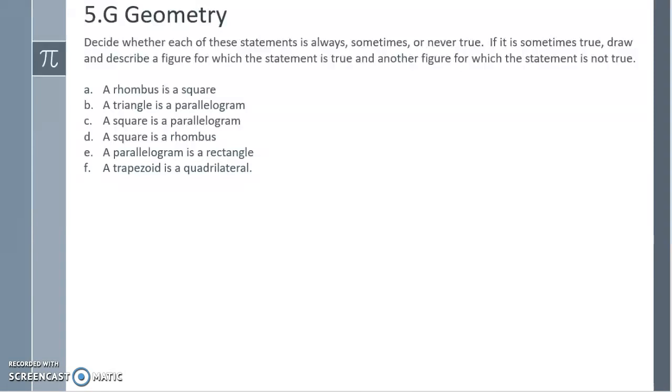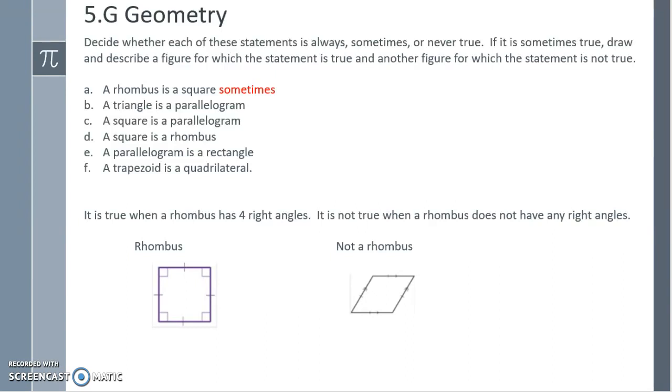Decide whether each of these statements is always, sometimes, or never true. If it is sometimes true, draw and describe a figure for which the statement is true and another figure for which the statement is not true. A rhombus is a square. This is sometimes true. It is true when a rhombus has 4 right angles. It is not true when a rhombus does not have any right angles, because a square must have 4 right angles. So on the left is a picture of a rhombus that is a square, on the right is a rhombus that is not.